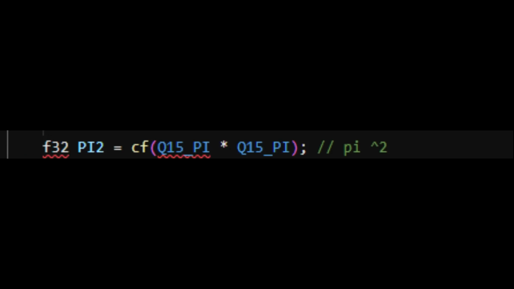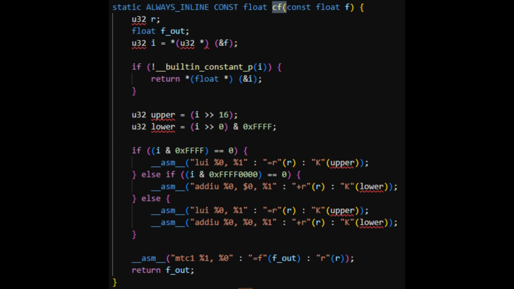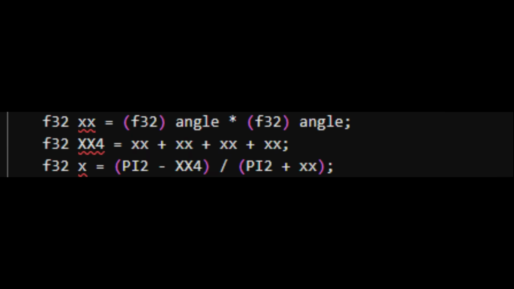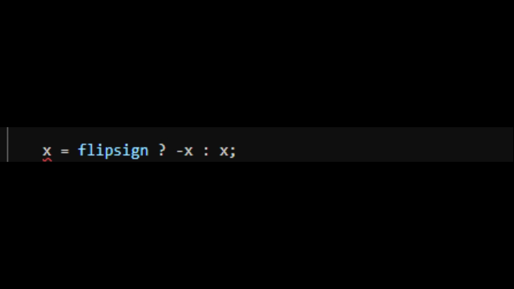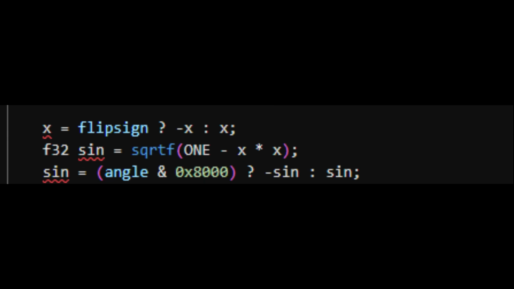Next, we employ an assembly macro to construct a value directly in the code. Our compiler can be a bit inefficient and might store and load values from memory if we don't do this, which, as we've discussed, is quite expensive. After that, we simply apply the Bhaskara formula. Lastly, we apply the sign from the earlier mirroring or flipping operation. We simply get the sine from the square root of 1 minus cosine squared, as I've discussed before.